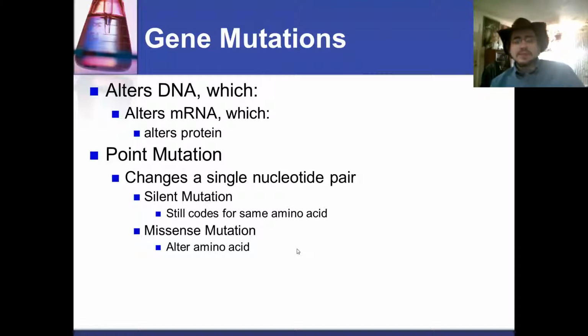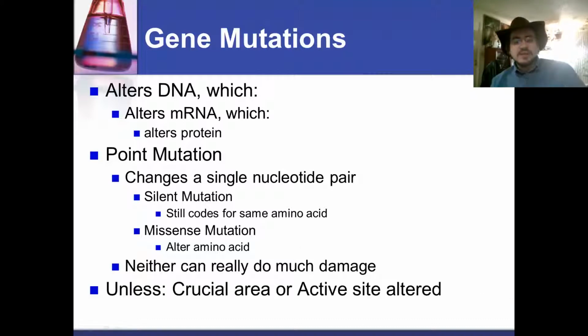However, there are certain areas on a protein that are vital to its functioning. For instance, an enzyme has that active site. That active site has a specific shape. If you get an alteration of even a single amino acid, it may alter the shape of the active site on the enzyme, and that may screw up the whole enzyme. So, unless a crucial area or active site is altered in a missense mutation, neither a silent nor a missense mutation is going to do much damage.